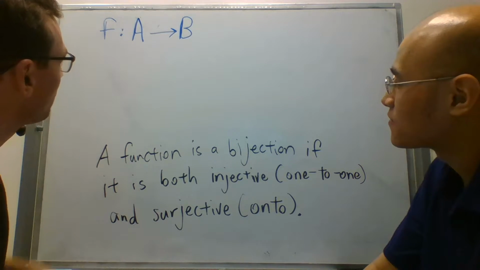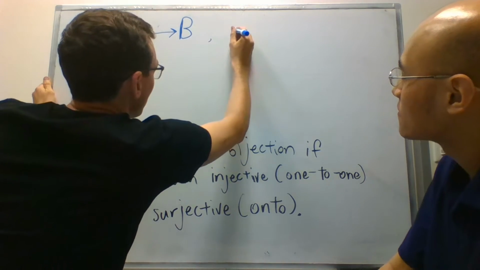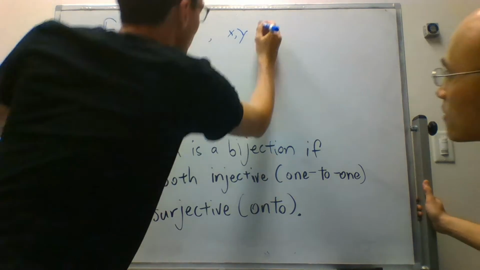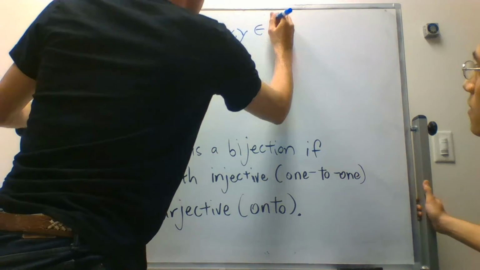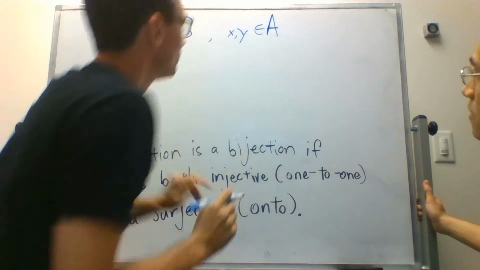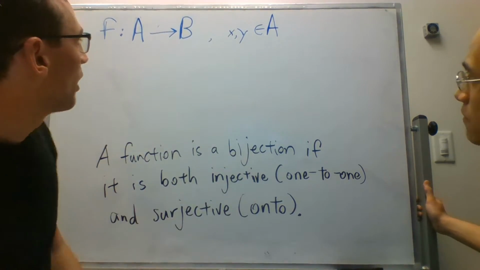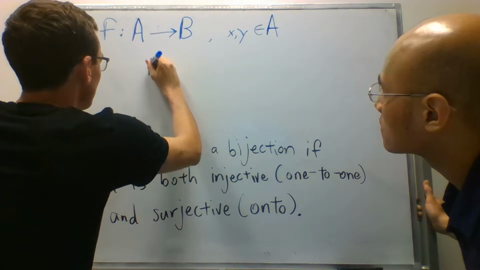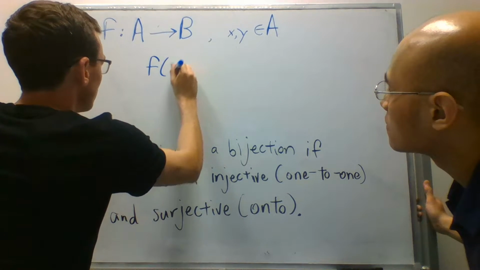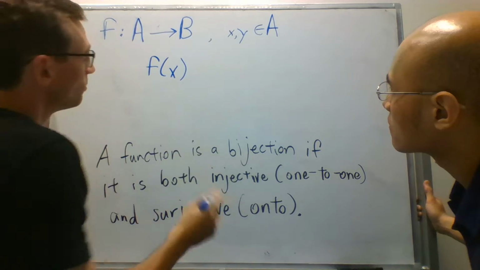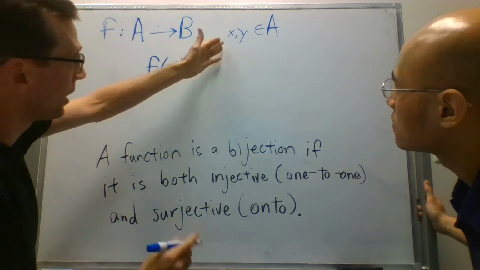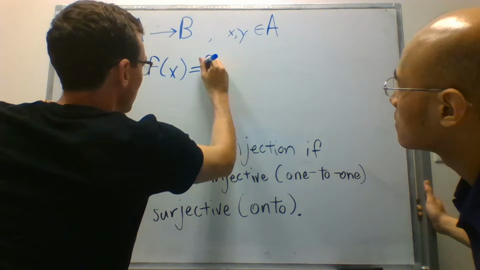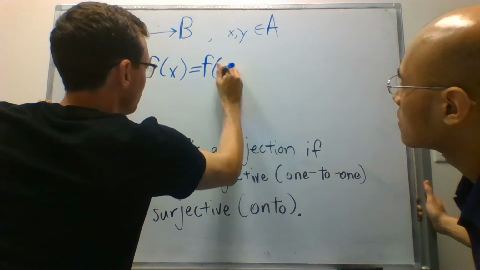And let's say we've got x and y, sorry, which are elements of A. So x and y are in A. Let's take those and put them into the function. We have f of x, the function applied to x, and let's say we know that f of x equals f of y.